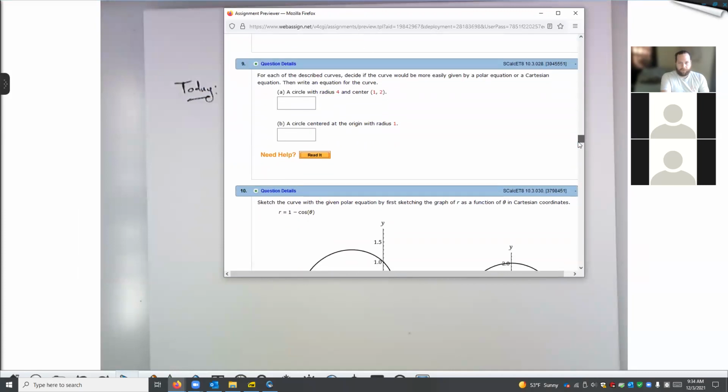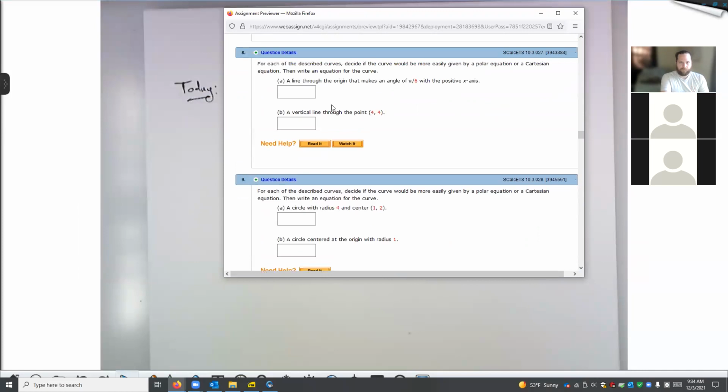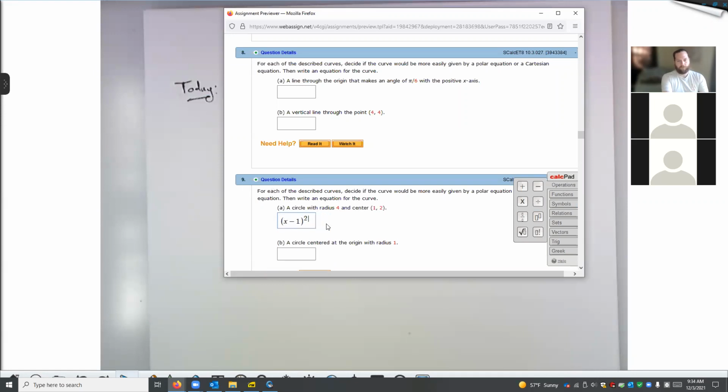So here we go. These questions are designed to get at what I'm talking about now. Some curves are much nicer to discuss in polar coordinates than they are in Cartesian or rectangular coordinates. For example, a circle with radius 4 and center (1, 2), or a circle centered at the origin. So if I want to talk about a circle of a given radius, in Cartesian coordinates, we know this is (x minus 1) squared plus (y minus 2) squared equals 4 squared, which is 16, which is hideous, right?